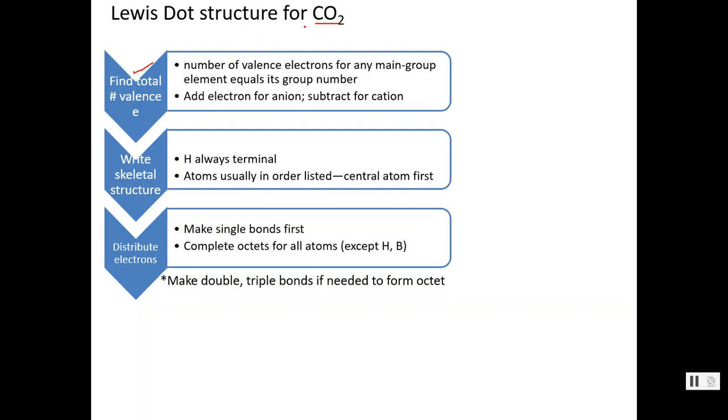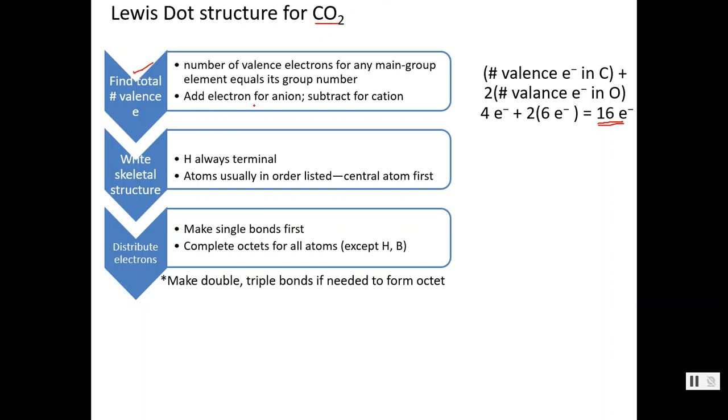So for example, in carbon dioxide, carbon is in group 4, so it has 4 valence electrons. There are 2 oxygens, so we need to take the number of valence electrons for one oxygen, which is 6, multiplied by 2. Adding those together gets you the number of valence electrons that you will use when constructing the Lewis dot structure. So in this case, I have 16 valence electrons. I use no more, no less when doing the Lewis dot structure for carbon dioxide.